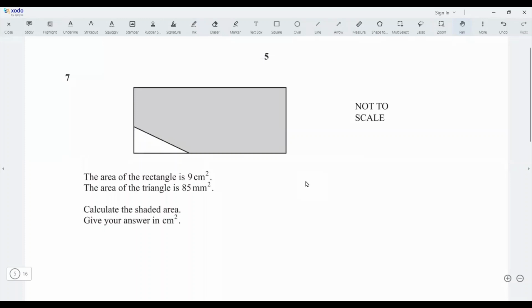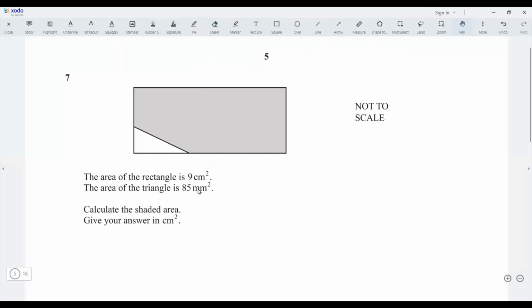In question number 7, there is a figure which is given, where the complete shape is a rectangle, and in the rectangle there is a triangle which is unshaded. So how do we find the shaded region's area? We know the area of the rectangle, and we know the area of the unshaded part. If we subtract the unshaded part's area from the whole, we will have the shaded part's area. Meaning subtracting the unshaded part from the whole figure.